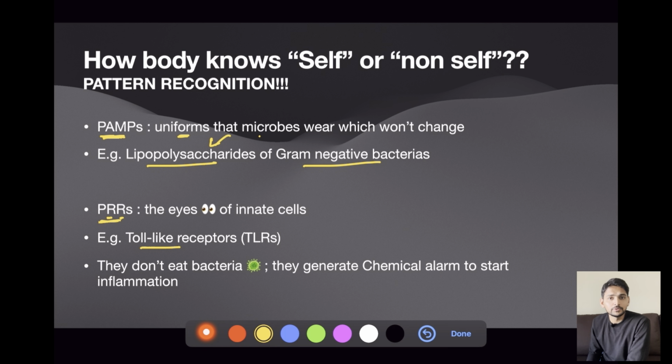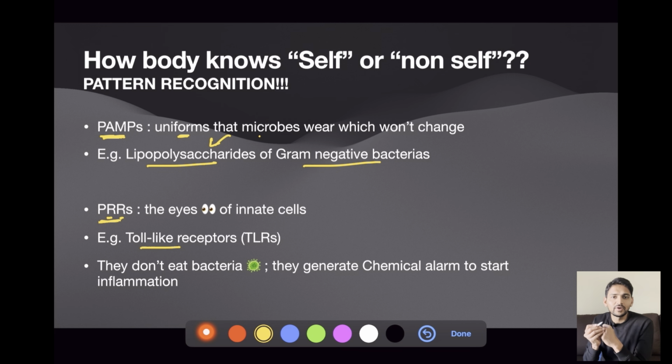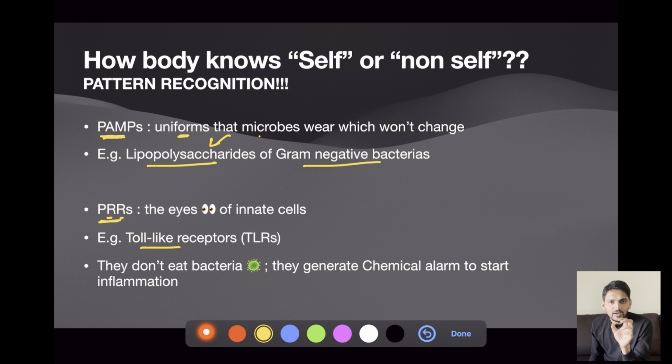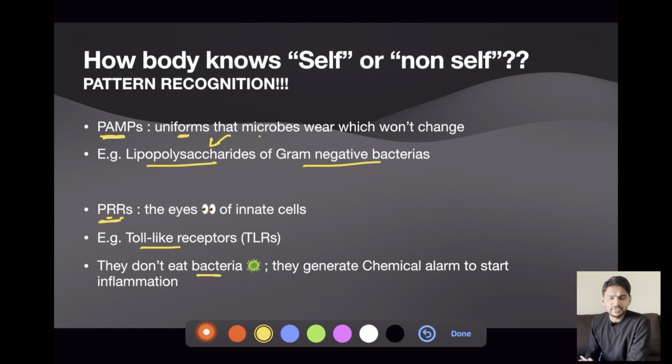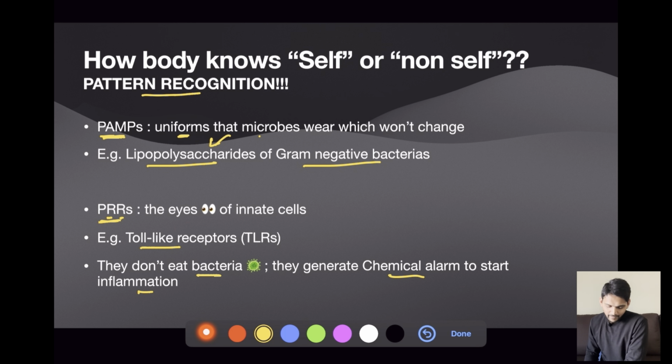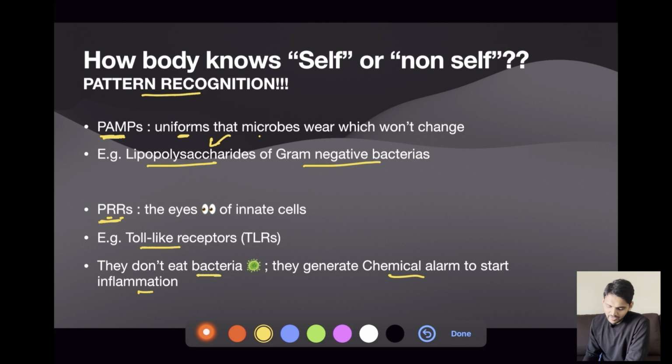So what will these receptors do? They will be sitting on the surface of our immune cells. They will be watching any microbe or foreign antigen invading, and if it is fitting into the pattern they are already trained for, they will identify it. Okay, so the thing is, they don't eat the bacteria, they will not do anything, they will just identify the microbe. Then they will generate a chemical alarm to start inflammation. So this is their job. This is the job of pattern recognition. Okay, so hope you got the point of how our body will differentiate self from non-self.